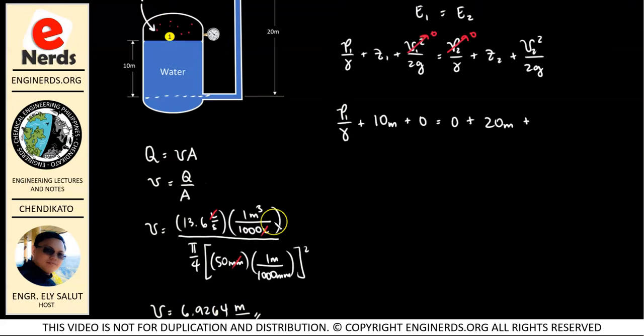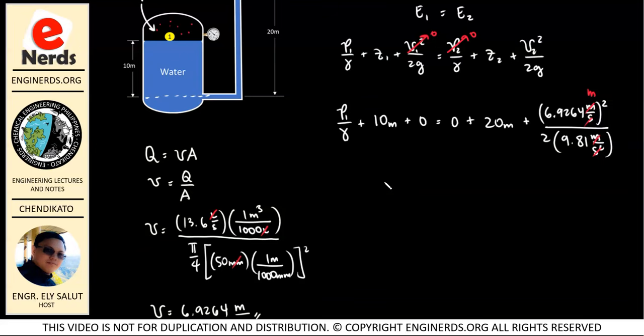So, let's substitute that here. We have 6.9264 meters per second squared over 2 times the acceleration due to gravity, 9.81 meters per second squared. And we know that our unit here will be in meters, so the units will be cancelled out, and our unit will be in meters here.